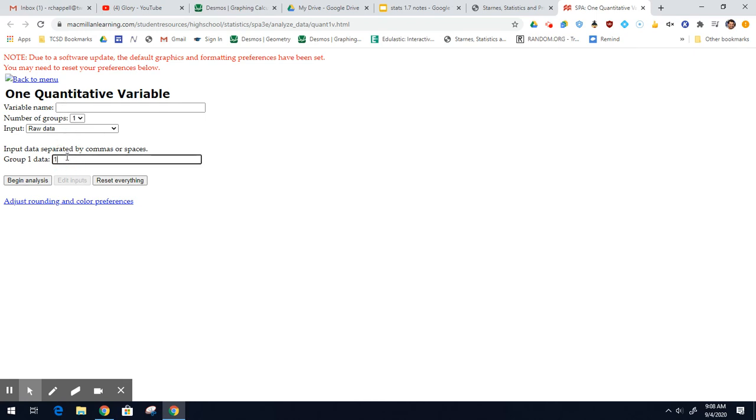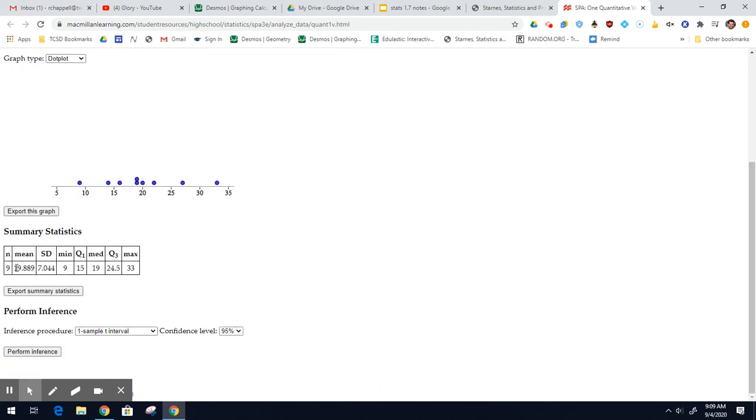Right now, I'm just going to type in the data. So 19, 16. If I was making a dot plot or something, I would care. 22, 33, 27, 9, 20, 14, and 19. So there are my 9 numbers. Begin analysis. There were 9 numbers. And now down here, notice in your summary statistics, it tells you everything you need to know. To find the IQR, I need Q1 and Q3, 15 and 24.5.